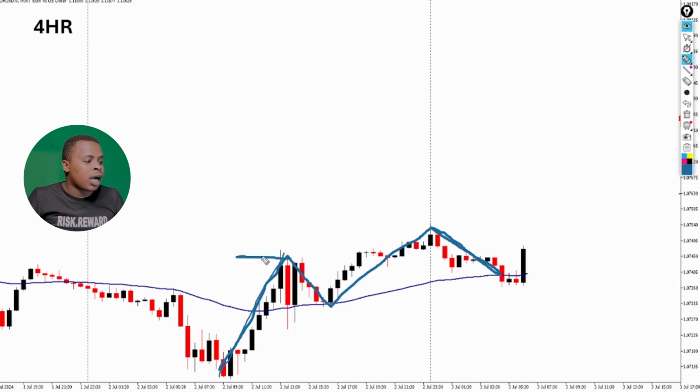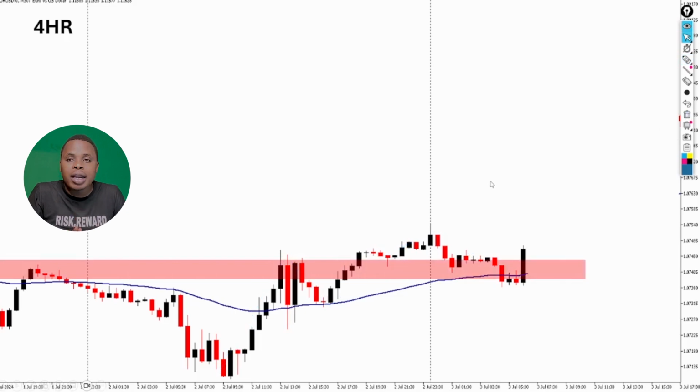So we have a higher high, and the market is pushing, and now it's coming back into the moving averages. When it comes back into the moving averages, what is the next thing we do? The next thing we are going to do is to draw an area of value.